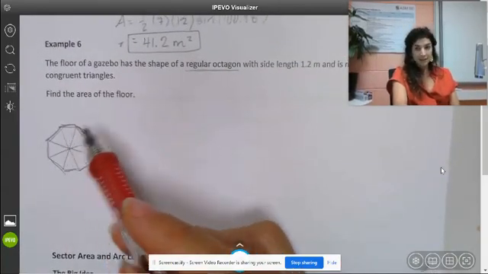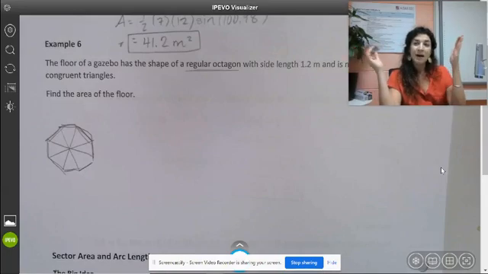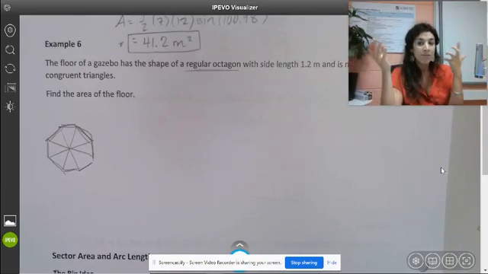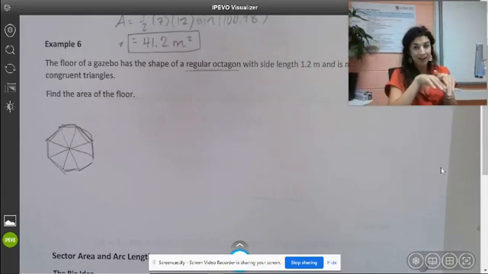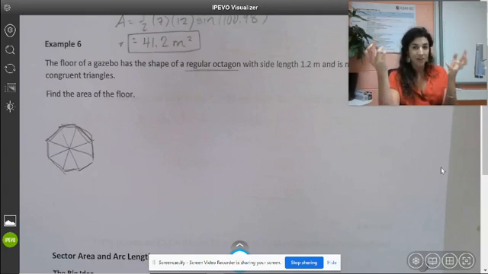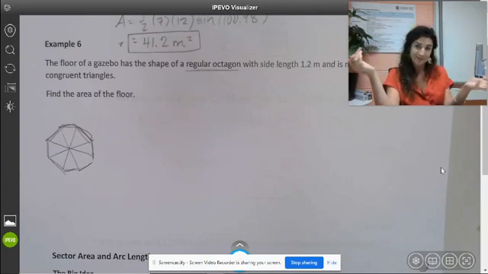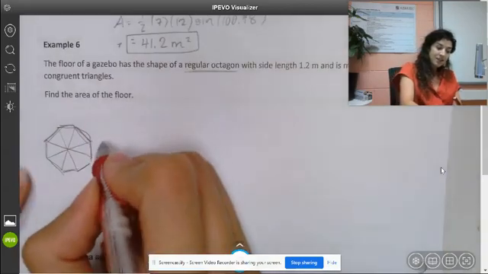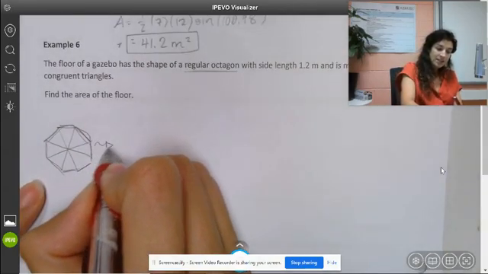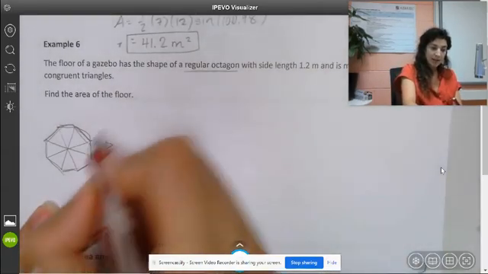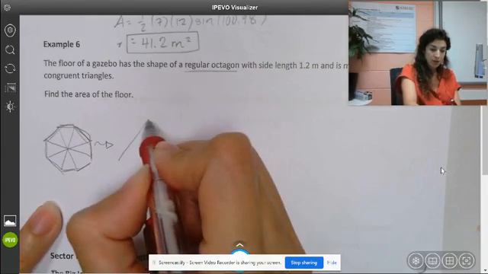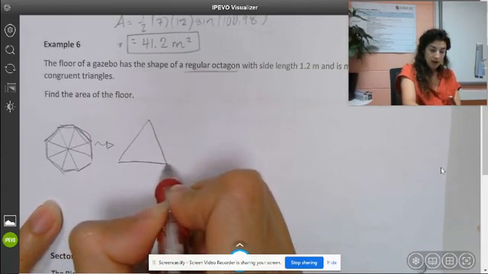So if we're trying to find the area of this guy, and our whole section is talking about the area of a triangle, we're probably going to find the area of the triangle and then multiply it by how many triangles are in this polygon. So I want to start thinking about, what is this situation broken down? Well, I'm going to take one of these triangles and blow them up and start thinking about it.